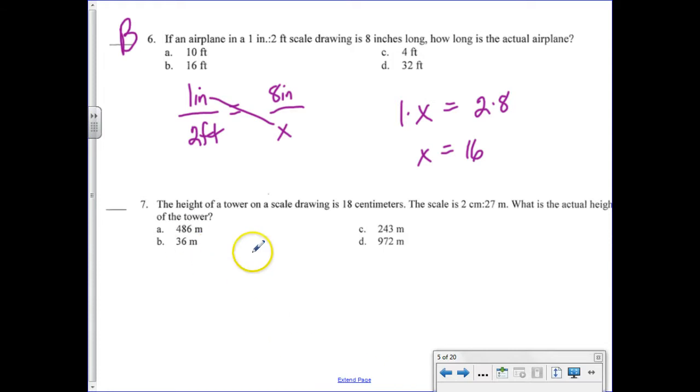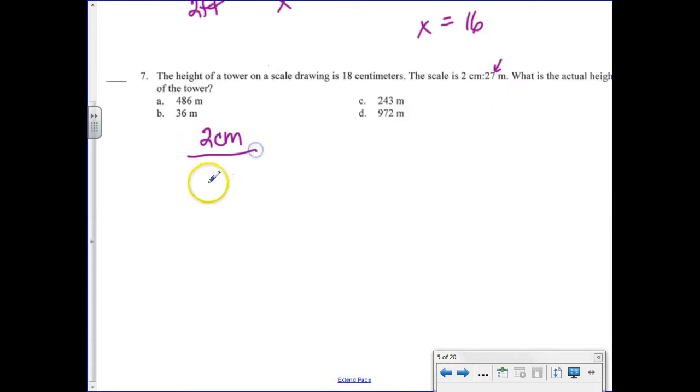Number 7. The height of a tower is 18 centimeters. The scale is 2 centimeters to 27 meters. This looks similar to that other problem, but your scale is different this time. 2 centimeters, I'm going to bump this up, to 27 meters equals 18 centimeters to how many meters?